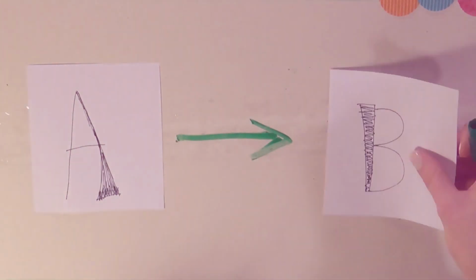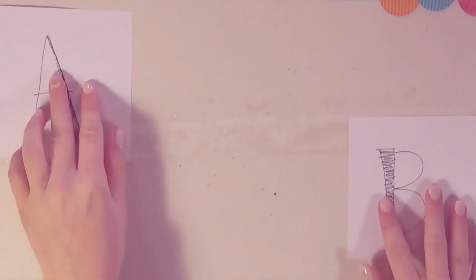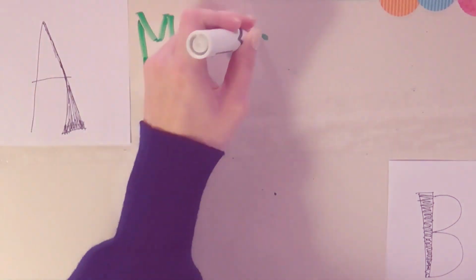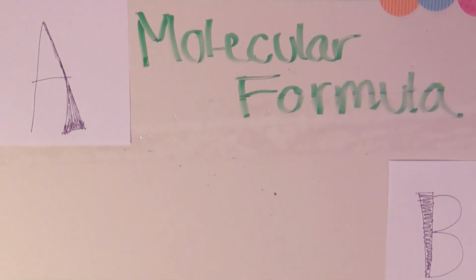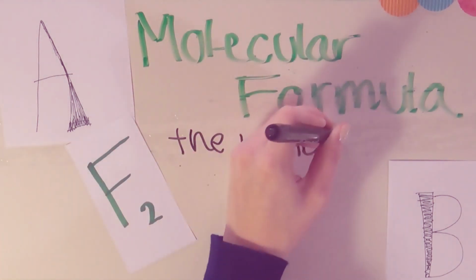The first step to naming these bonds is understanding how to get from A to B. Molecular formula is what the notation of the illustration of a bond looks like and is the number of atoms in each molecule of a compound. Once you have a molecular formula, you can start the naming process.